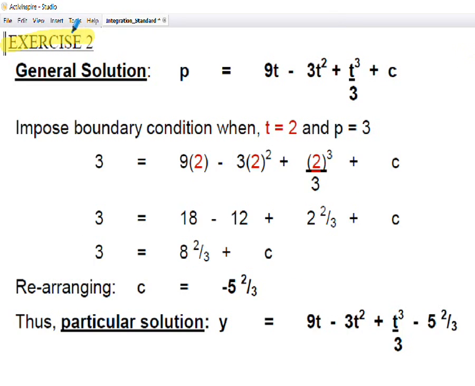Continuing exercise 2 here, I've repeated my general solution for convenience here. We're given the boundary condition in the question when t is equal to 2 and p is equal to 3. That's like my x and y conditions. So all I do now is put the value of p, 3 in this case, on the left hand side for the p, and I put the value of t is equal to 2 wherever I see a t in the equation on the right hand side. Again, just solving that with the arithmetic, I end up with c is equal to minus 5 2/3. I'll let you take your time looking at the arithmetic there. So our particular solution we end up with is p is equal to 9t minus 3t squared plus t cubed upon 3, and then minus 5 2/3.